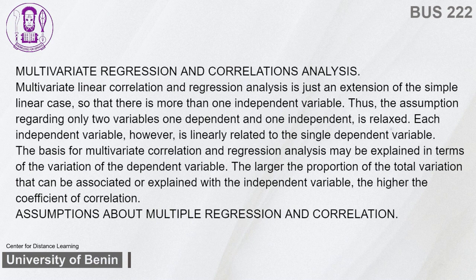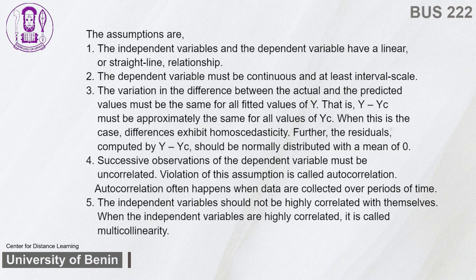the coefficient of correlation. Assumptions about multiple regression and correlation. The assumptions are: 1. The independent variables and the dependent variable have a linear, or straight line, relationship. 2. The dependent variable must be continuous and at least interval scale. 3. The variation in the difference between the actual and the predicted values must be the same for all fitted values of y, that is, y minus yc must be approximately the same for all values of yc. When this is the case, differences exhibit homoscedasticity. Further, the residuals, computed by y minus yc, should be normally distributed with a mean of 0.